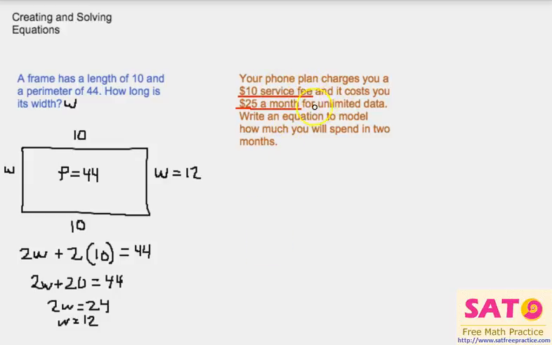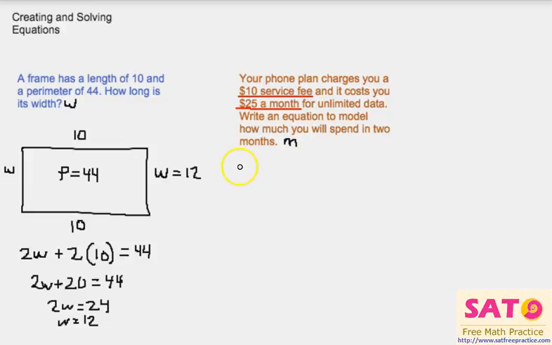So what do we not know here? It costs you $25 per month, you have a $10 service fee, and you're trying to find how much you'll spend in 2 months. So if we think about it, the variable should be how many months there are in the equation. We don't know how many there are, so that's a variable because it could vary. So let's write M as the variable. M would be how many months there are. And this would be multiplied by 25 because each month costs $25.